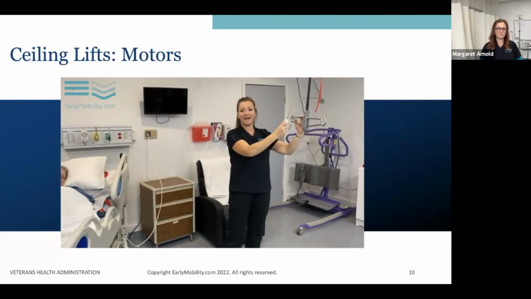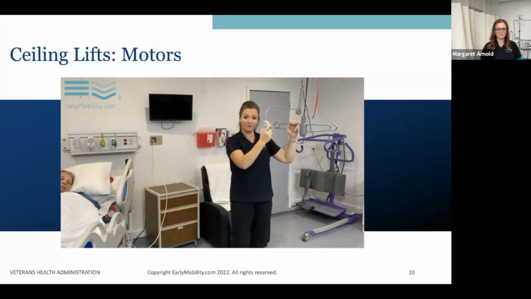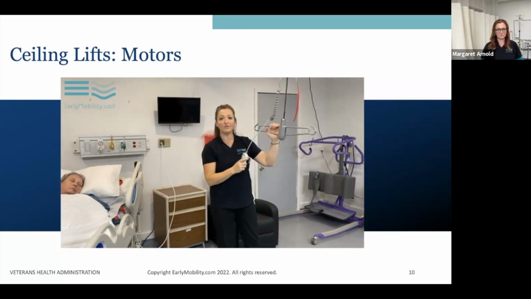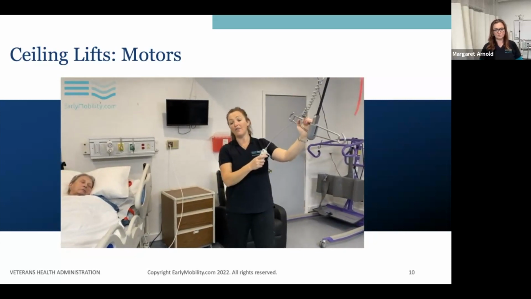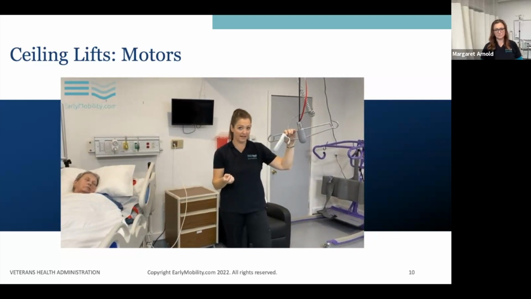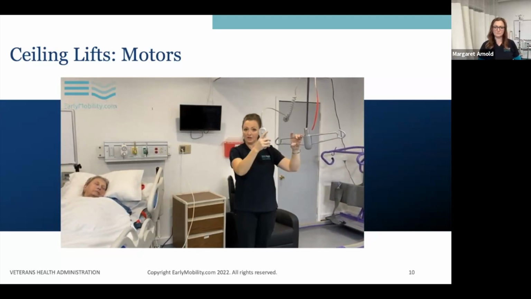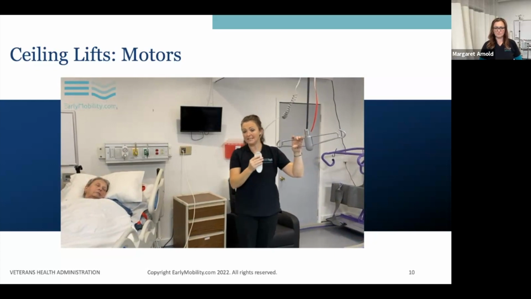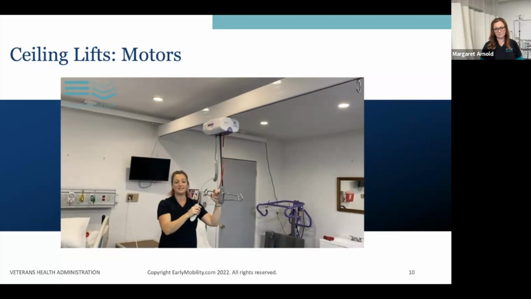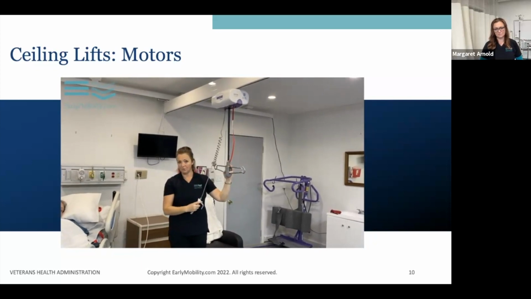Some motors have two-way motors, which means that the up and down is the only directions that are motorized. The movement of the rail and the motor on the rail are on smooth rollers, but they are not motorized. Some lifts have a four-way motor where you can motorize the up and down, but they also have a motor which will move the lift unit itself on the rail back and forward. That would be a four-way motor.